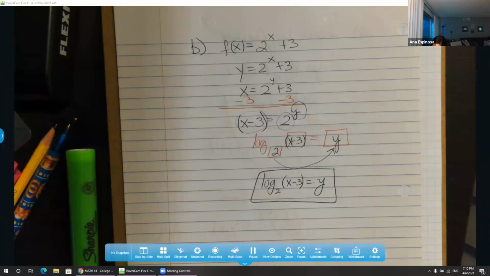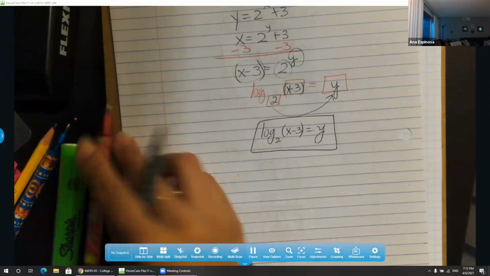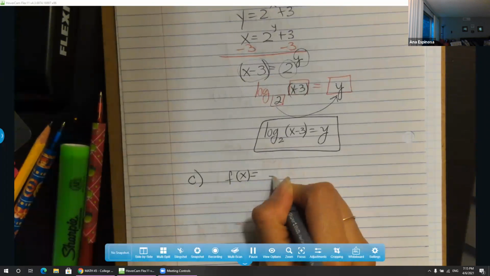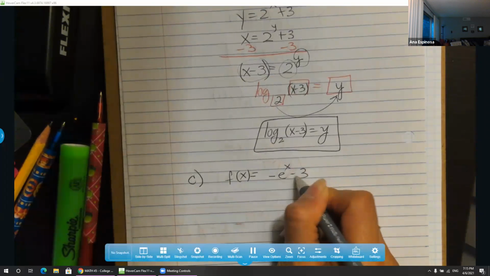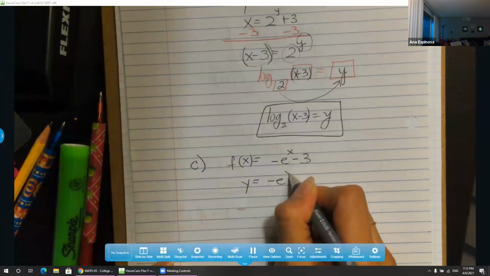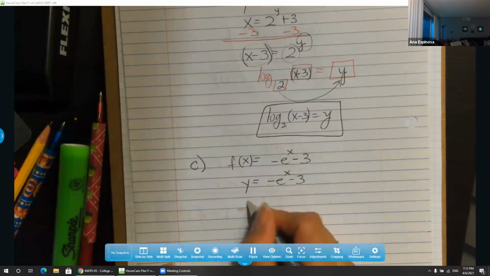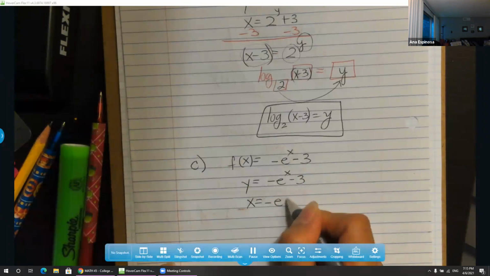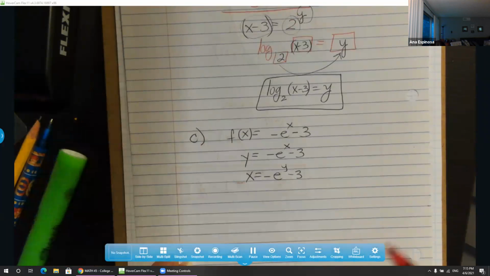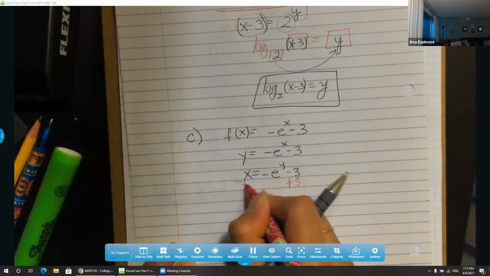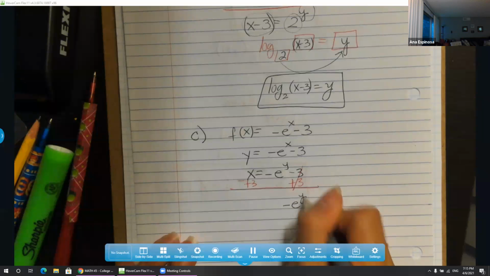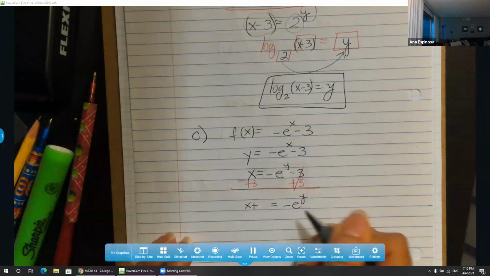I've got one more to go, and I will end this lesson so it's not way too long. F of x equals negative e to the x minus 3. Okay, so let's check. y equals negative e to the x minus 3. I then interchange. I try to isolate this as much as possible, so I add a 3. So I get negative e to the y equals x plus 3.